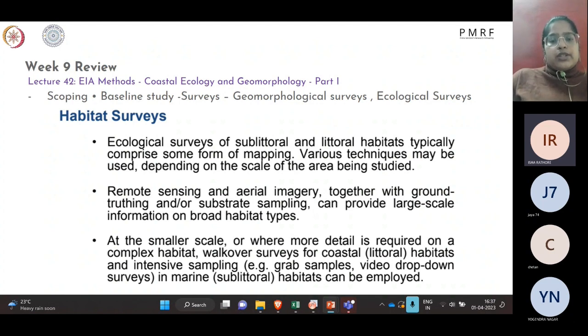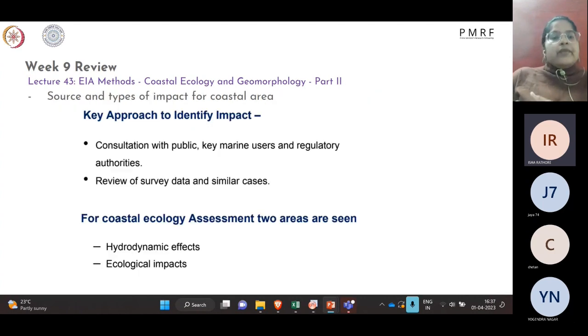you can do ground truthing, or you can do detailed studies by using substrate sampling and other large-scale information gathering techniques to identify the habitat types and what sort of effects could happen there. And if you are doing a study at a smaller scale, you can look at whether detail is required or not. And then you can do walkover surveys for coastal habitats and intensive sampling for the marine sublittoral habitats, which are further below. And so that was what is covered in part one of the coastal ecology and geomorphology.